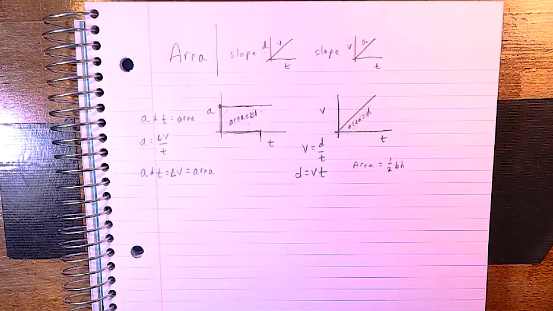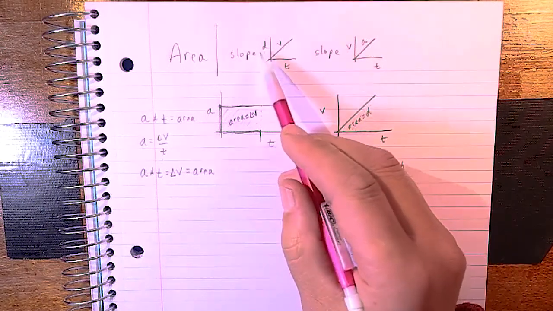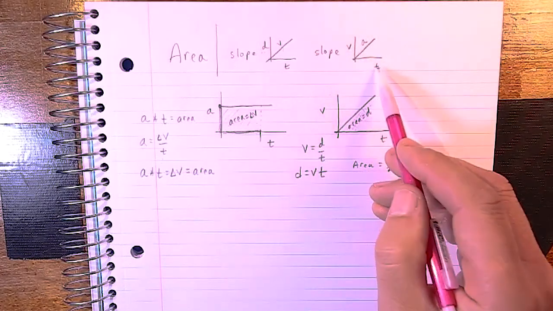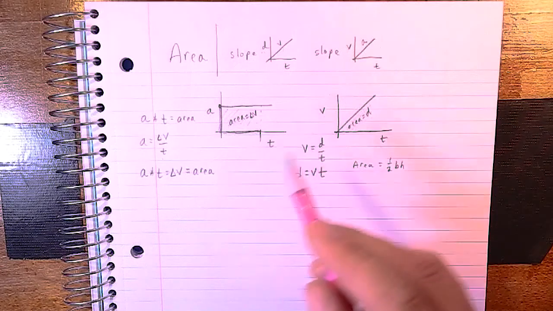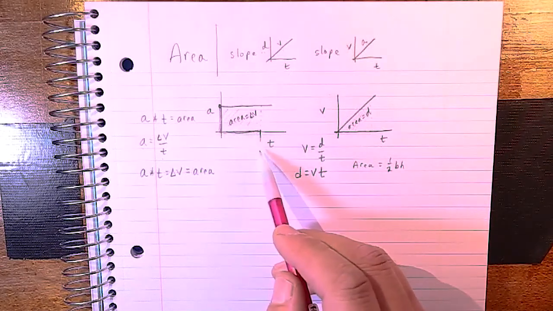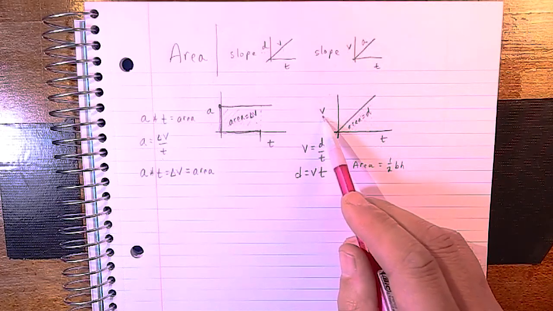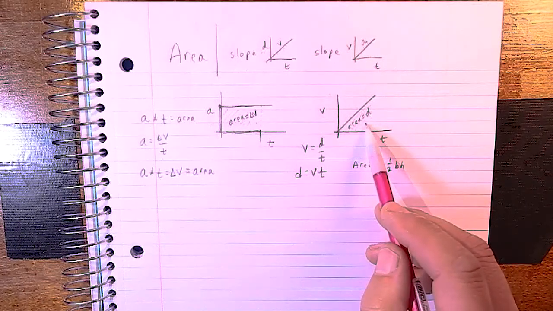I know that I keep repeating this, but it's essential to understand all 4 of these. The slope of a displacement time graph is velocity. The slope of a velocity time graph is acceleration. The area of an acceleration time graph is change in velocity. And the area of a velocity time graph is the displacement.